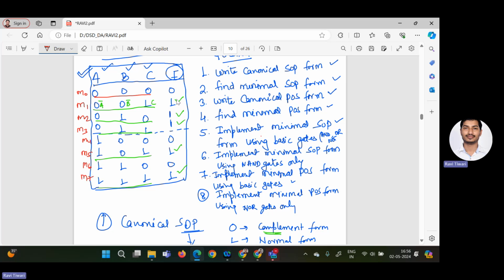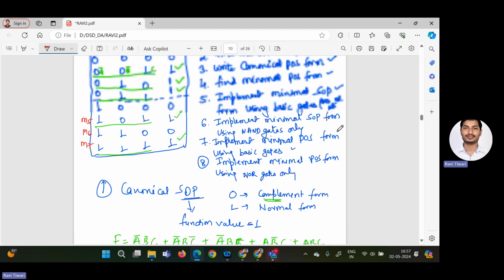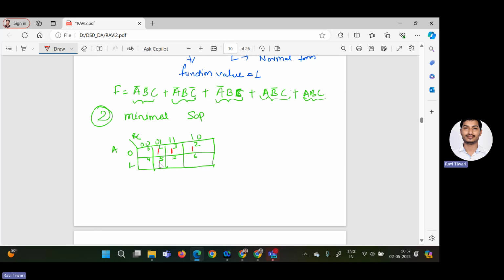Now, wherever your function is 1, you write down the value. It's 1 for minterms 1, 2, and 3. Next is 5 and 7. Now we have to make the groups. Always we try to make a bigger group. So here, as you can see, we can make a group like this.